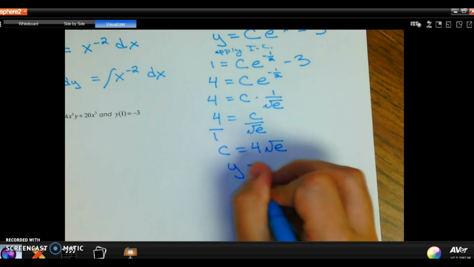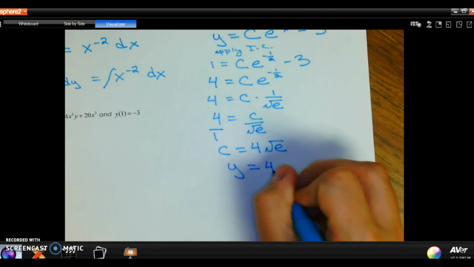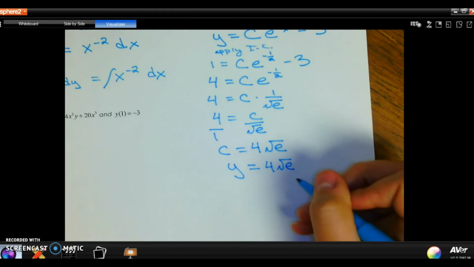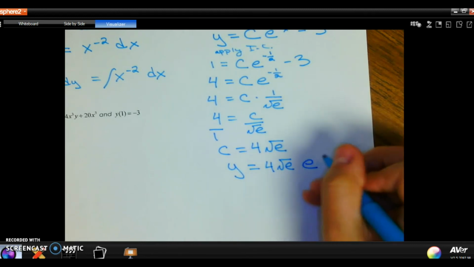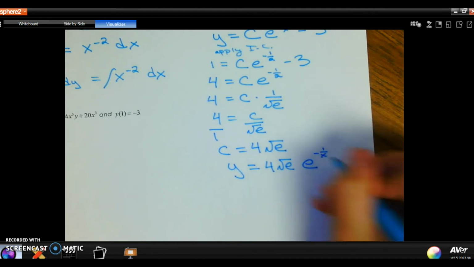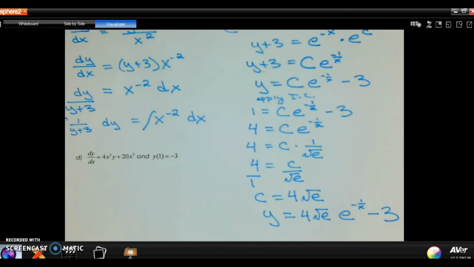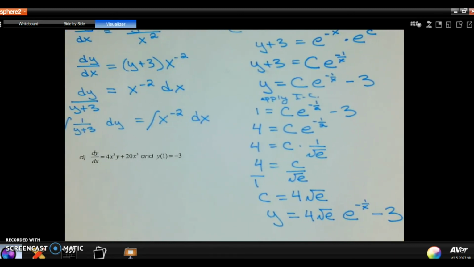Your final answer should be y equals 4 square root e, because that's my c value, times e to the negative 1 over x minus 3. That is my final answer there. Okay, so quite a bit of work to get there, but we were able to get an answer.